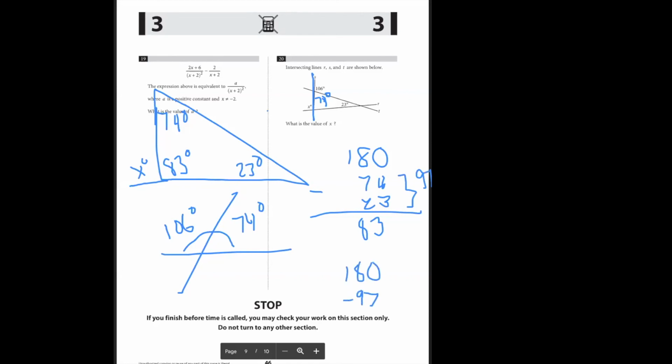So now that we have 83, all we have to do is figure out a missing angle for x, and just like we did for the angle at the beginning, it is another supplementary angle. So you just have to find the number that adds up there. So really it's just 180 minus 83, which is 97. So the answer is 97 degrees.